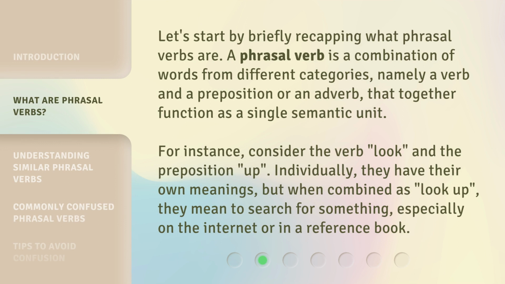Let's start by briefly recapping what phrasal verbs are. A phrasal verb is a combination of words from different categories, namely a verb and a preposition or an adverb, that together function as a single semantic unit. For instance, consider the verb look and the preposition up. Individually, they have their own meanings, but when combined as look up, they mean to search for something, especially on the internet or in a reference book.